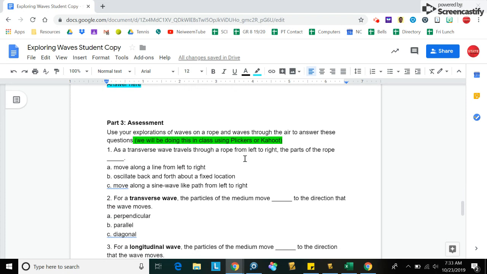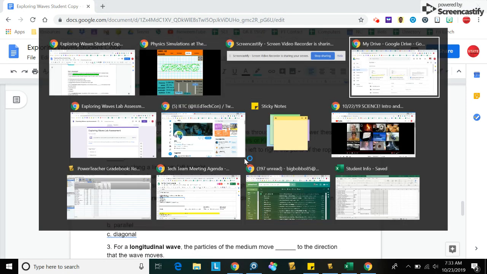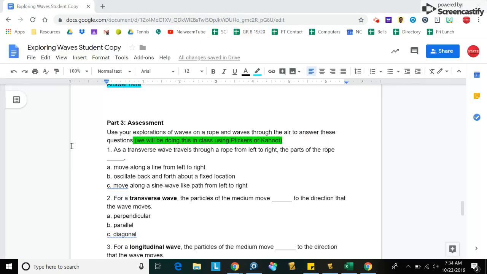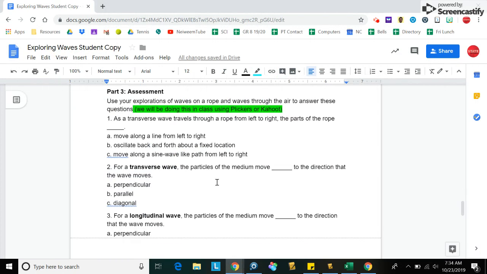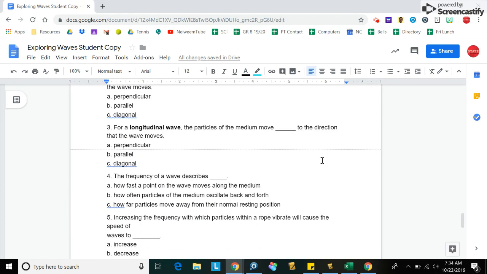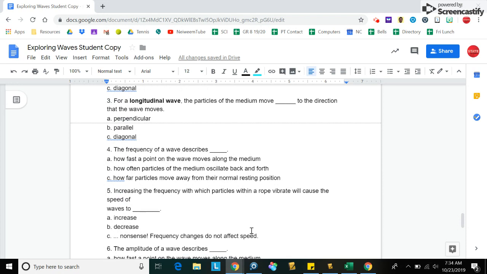Okay, your assessment is actually on a Google form. It's already been added to your Google Classroom page. Looks like this: Exploring Waves Lab Assessment. As a transverse wave travels through a rope from left to right, the parts of the rope are, answer your question. For transverse wave, the particles in the medium move blank to the direction that the wave moves. Longitudinal wave, the particles in the medium move blank to the direction the wave moves.